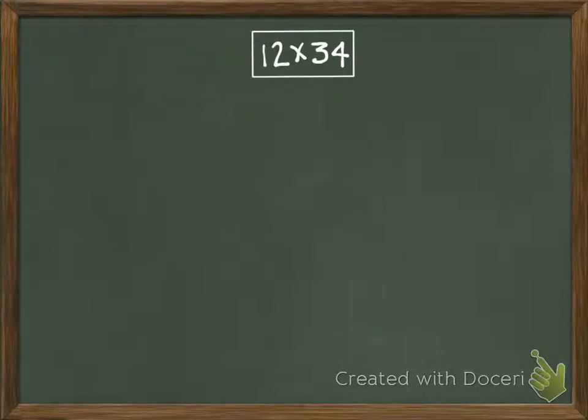Now let's put that 1, our 10s, back, so it's 12 times 34. Well, we already know how to break up that 34 into 30 and 4. So let's do the same thing with our 12. So we can have a 10 and a 2. 10 plus 2 is 12.